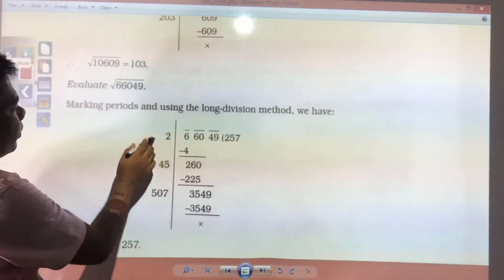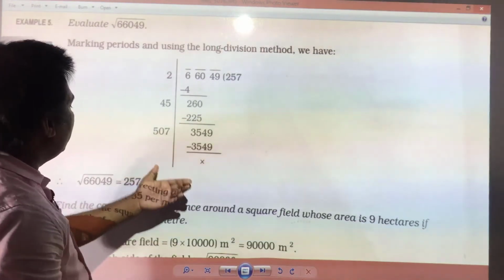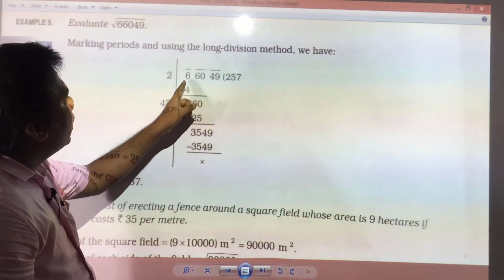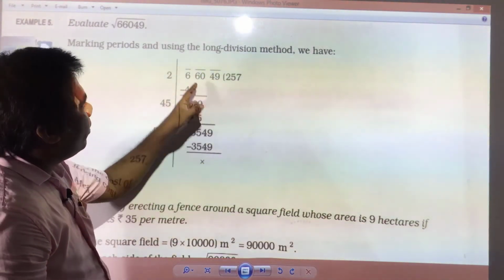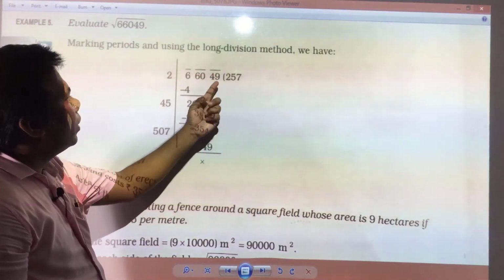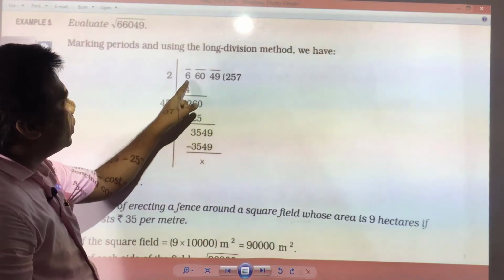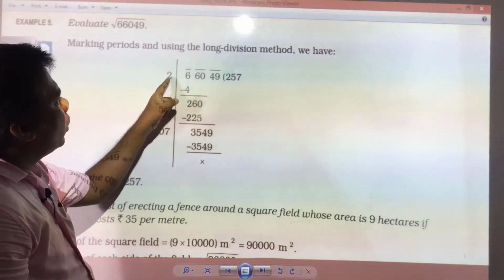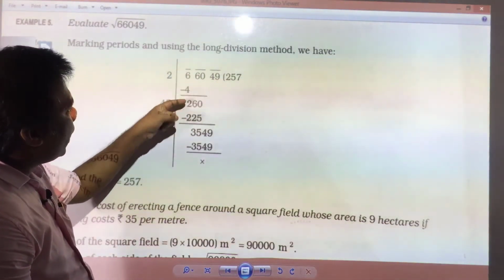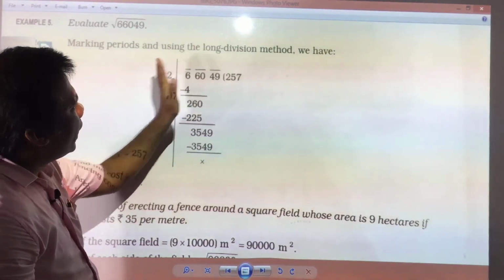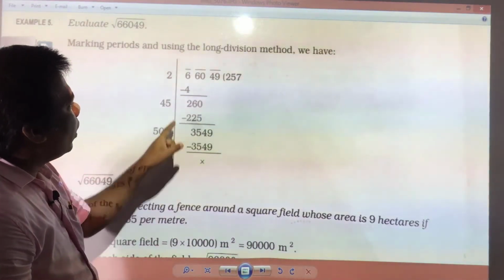Next you have, in the same way this has been made, 66049. Again a period is required to be made: first pair, second pair, and this is one digit. You have 3 periods, 2 to 4 has been made, subtract, and if you are subtracting you will get 2. Next, the period 60 has been taken down.